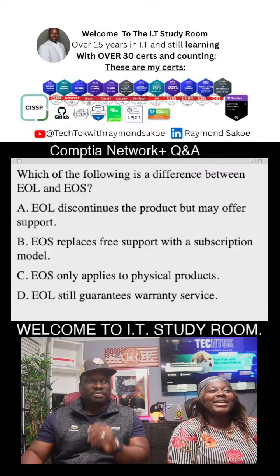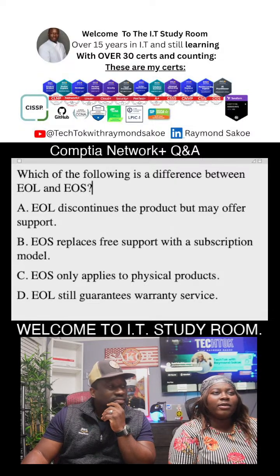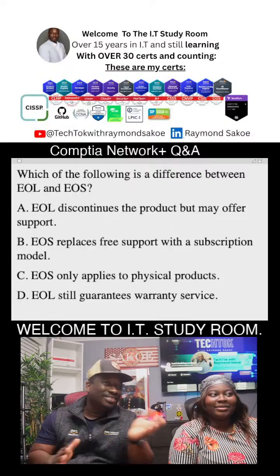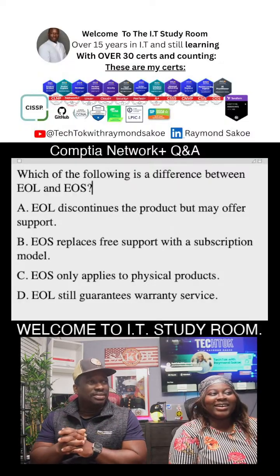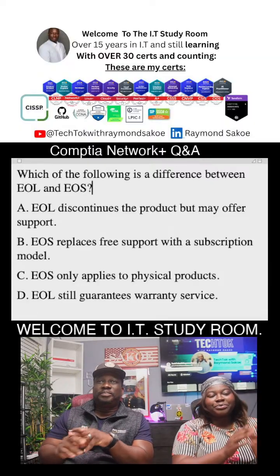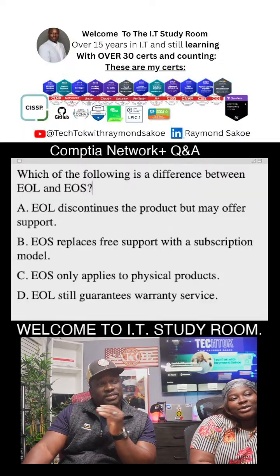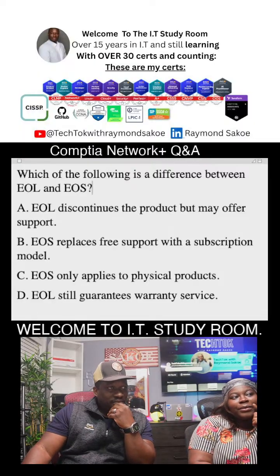Which of the following is a difference between EOL and EOS? End of life and end of service, right? Usually it's end of support, but I'm not sure if it's used interchangeably. Security Plus is on Thursday, Praise, don't forget to stop by. So which one do you think? I still don't know the difference. I'm waiting for people to answer. Okay, Toxin said A. All right.